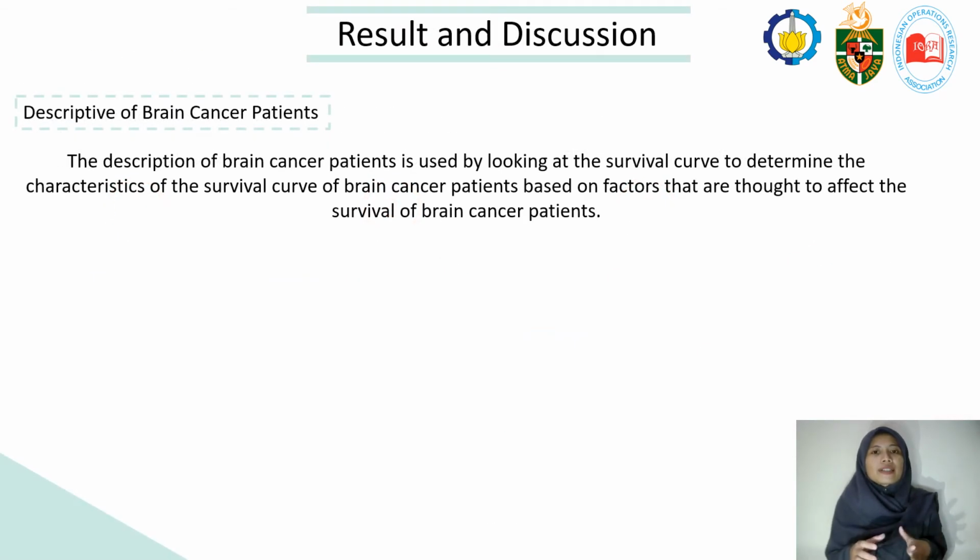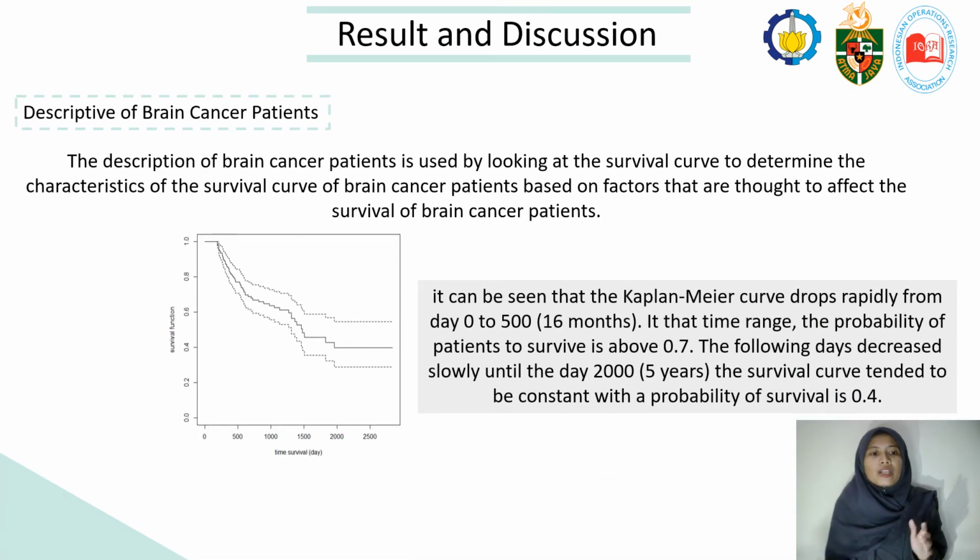And here are the results and discussion. The descriptive analysis of brain cancer patients is done by looking at the survival curve to determine the characteristics of the survival curve of brain cancer patients based on the factors that are thought to affect their survival. Here is the Kaplan-Meier curve of all variables.